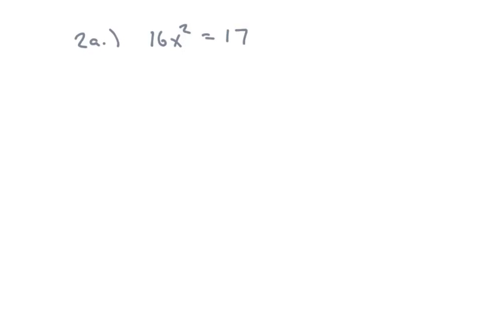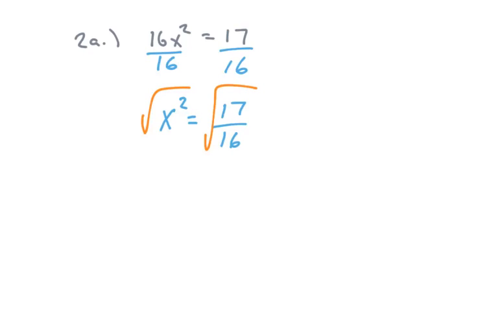Alright, let's take a look at question 2a. Use the square root property to solve the equation. So the square root property is essentially to isolate anything that's squared and then take the square root. So we have 16 times x squared, so I'll divide by 16 and I'll get x squared is equal to 17 over 16, and then I'll take the square root of both sides.